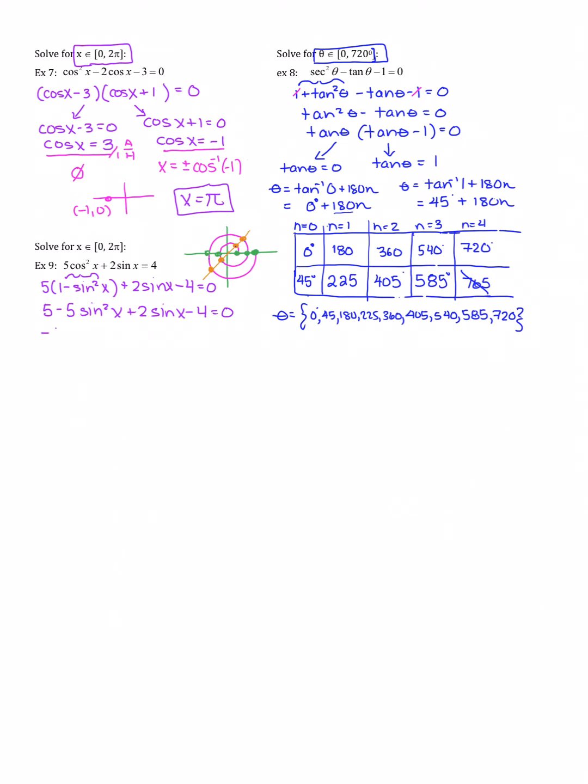Combine our like terms. So negative 5 sine squared plus 2 sine x. 5 minus 4 is a positive 1. So I'm going to have to potentially factor this, maybe. And I don't like negative lead coefficients. So if it's okay with you, I'm going to multiply everything by negative 1.